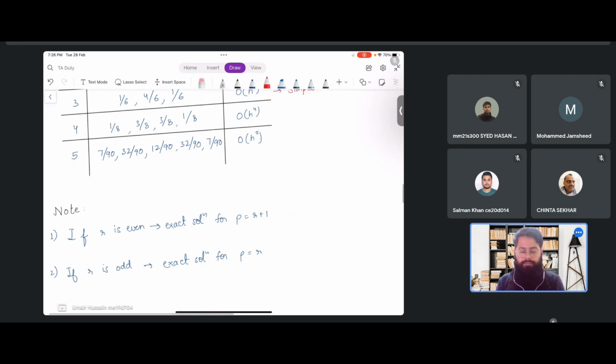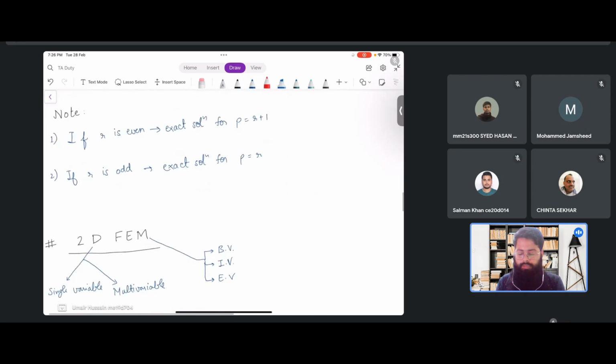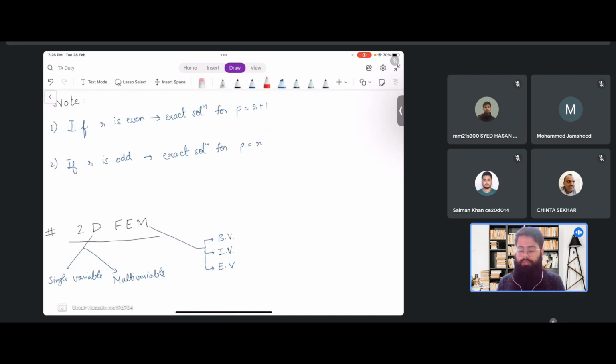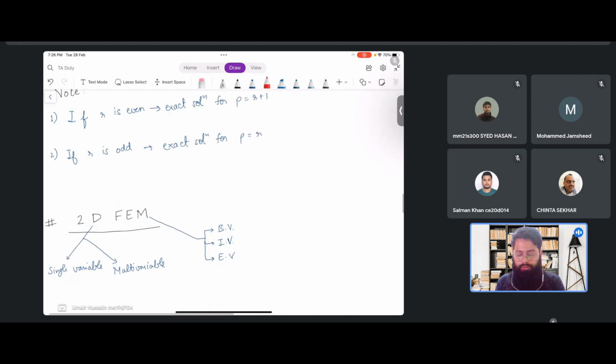And the next thing in the course syllabus is the 2D finite element analysis. So in 2D FEM, there are two different classifications. This type of classification we already had in 1D FEM. So we had boundary value problems, initial value problems, and the eigenvalue problems. We did this in part one of this course.